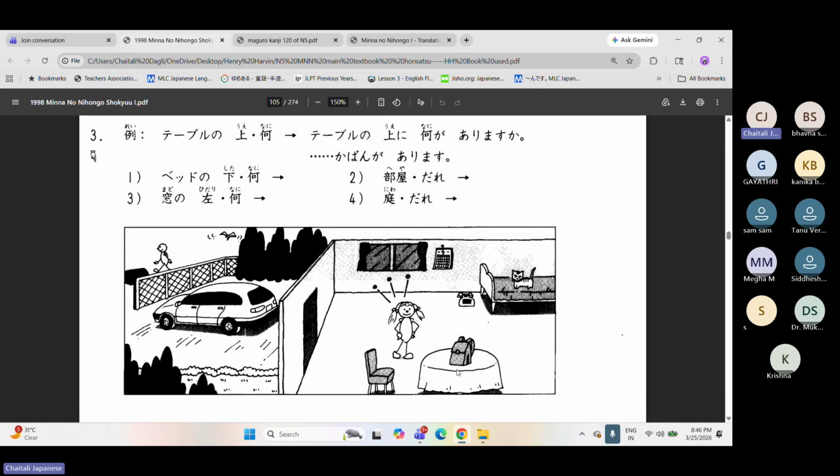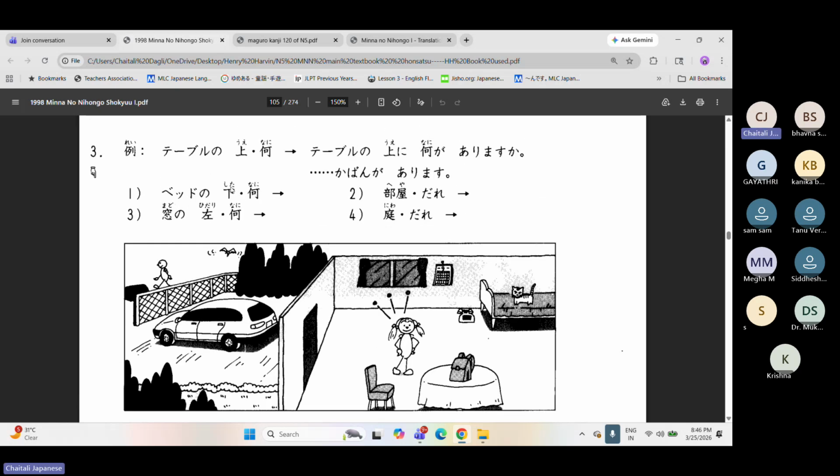Okay? Now, bedo no shita nani. So, what is below the bed? There is a box, actually. Since the print is bad, there is a box here. Bedo no shita ni nani ga arimasu ka? So, your answer will be box, Hako. Correct. Hako ga arimasu. Got it?